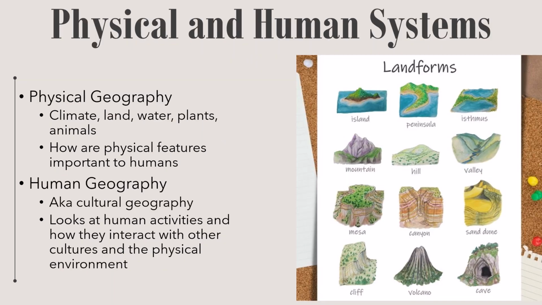Okay, two of the 6 elements are physical geography. So these are physical features like climate, land, water, plants, animals. And we can look at how physical features are important to humans. And then human geography is also known as cultural geography. And this is just looking at humans. How have humans changed regions or places? How do humans interact with the physical environment? How do different cultures interact with each other?